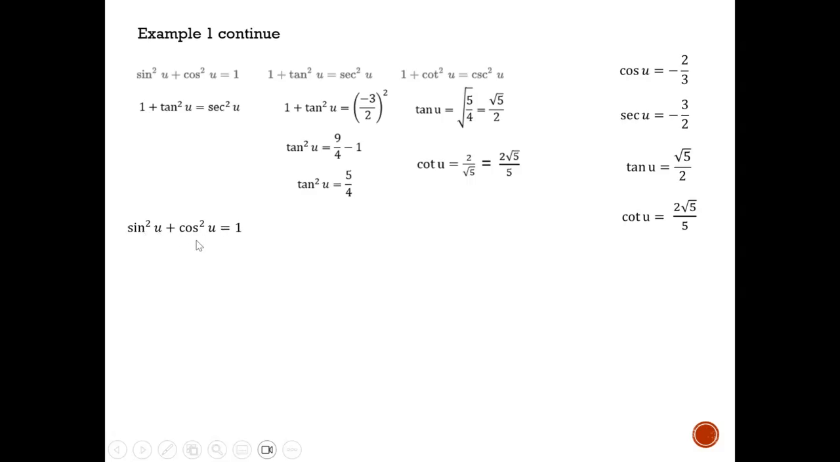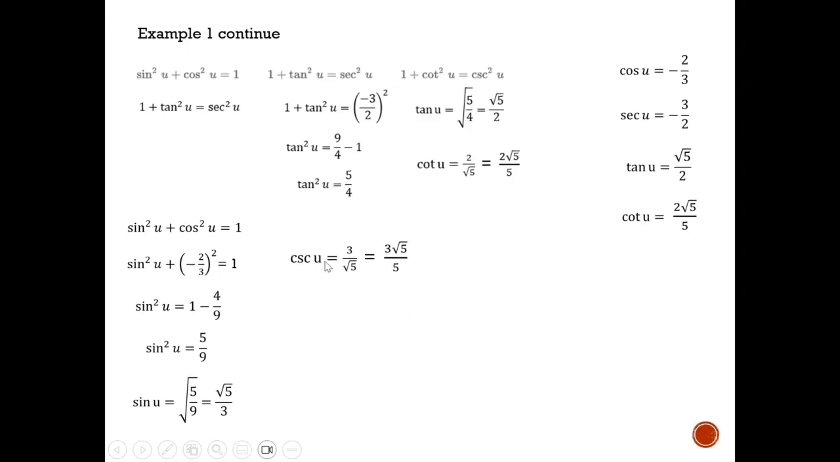The Pythagorean identity. Okay, so here, guys, we know what the cosine is. The cosine is negative 2/3, so I'm going to plug it in for the cosine. Now to solve for sine, this will give us 4 ninths, so it will be 1 minus 4 ninths, which will give us 5 over 9. Now we square root both sides. The square root of 9 will give us 3, so 3 will be the denominator, and then on the numerator, it will just be square root of 5. So the sine of u will be square root of 5 over 3.